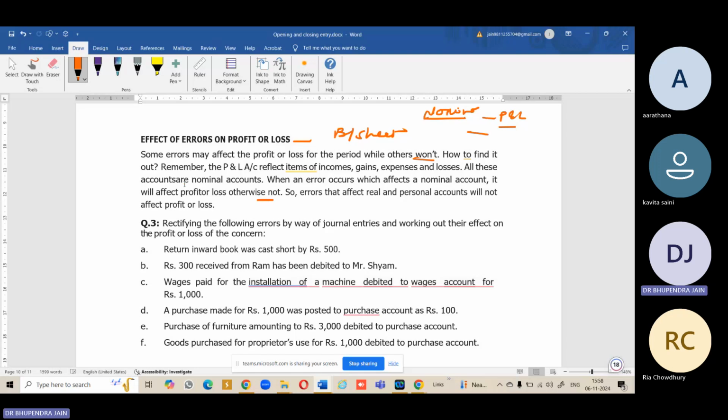If the error is related to only a nominal account, then this will affect the profit and loss account, otherwise not. That means otherwise it will affect the balance sheet. So errors that affect a real account and a personal account will not affect the profit and loss account. But if the error is related to the profit and loss account, then definitely this will affect the balance sheet.